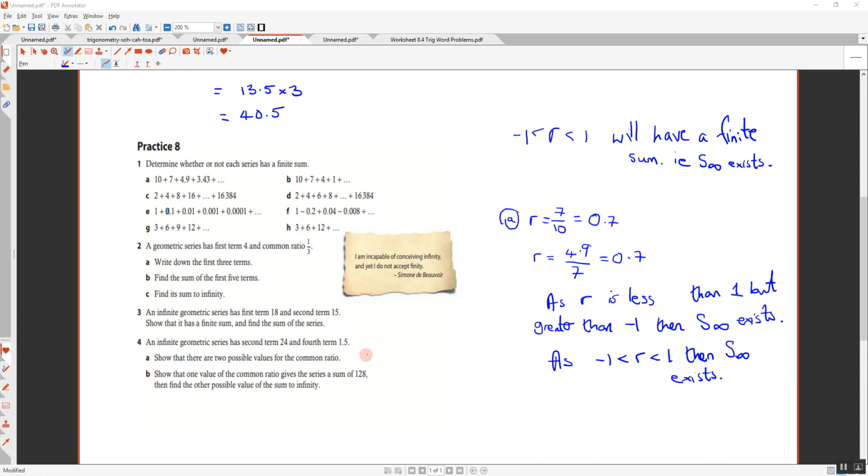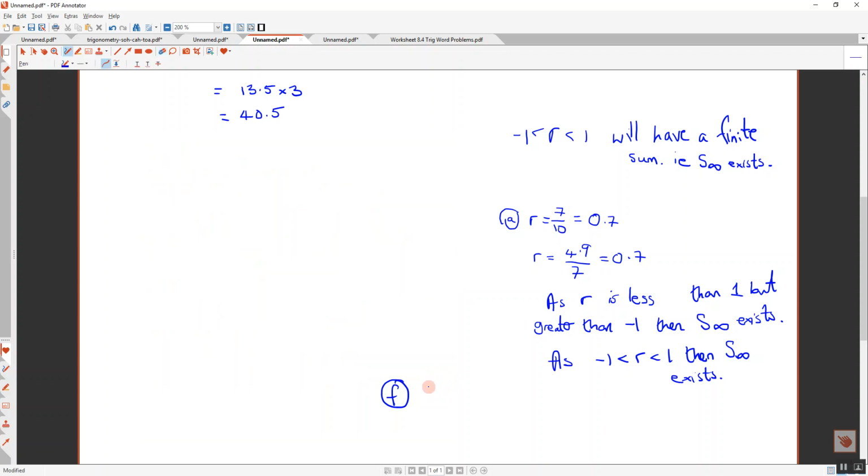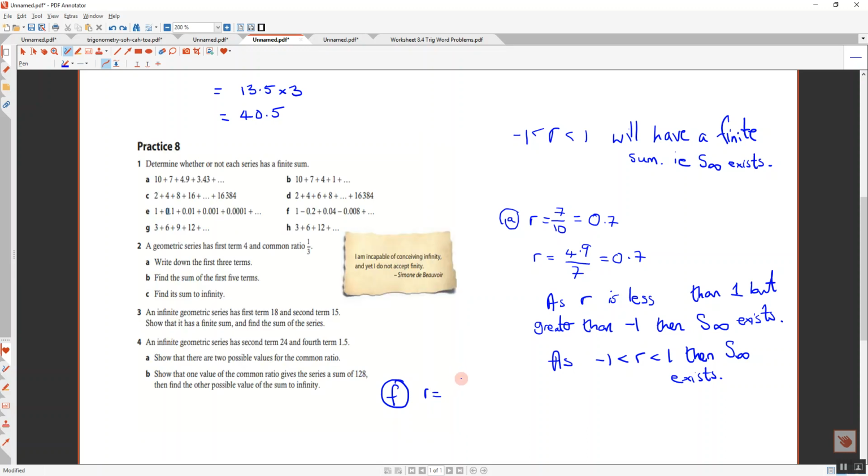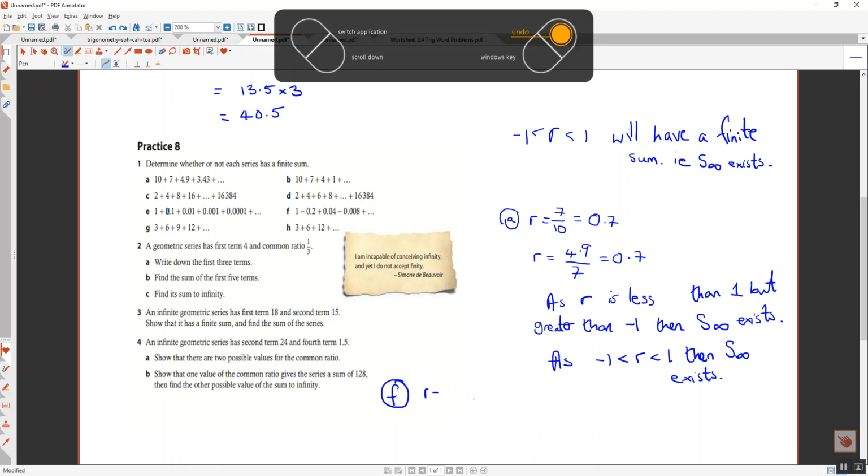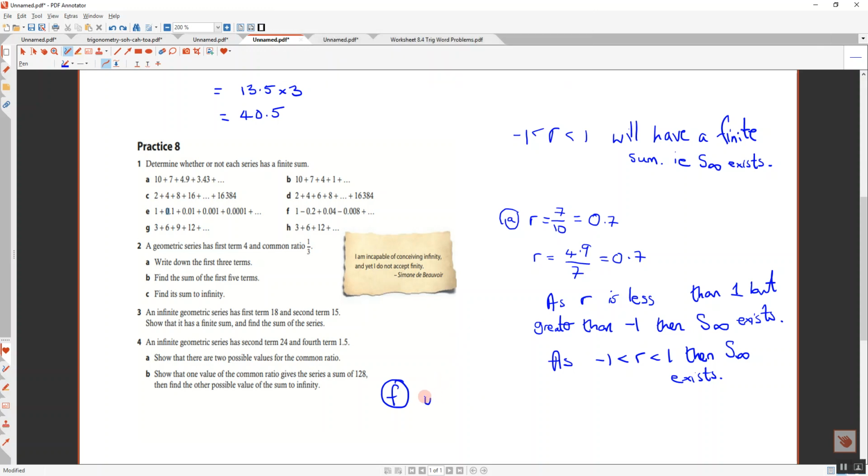So for F, how do you work out r? Divide. So would U1 be 1 and U2 be negative 0.2? U1 is 1, yep, and U2 is negative 0.2. If you can start at negative, as long as it's greater than negative.